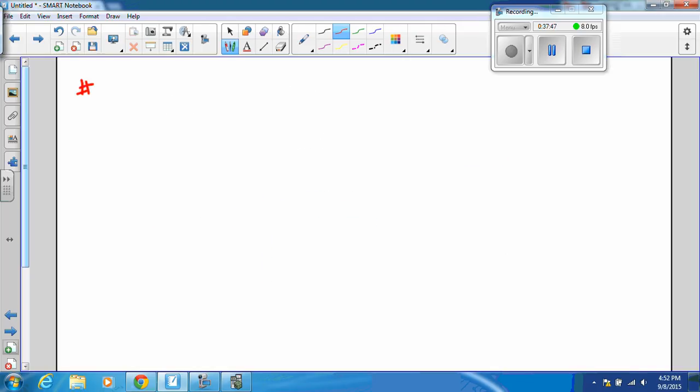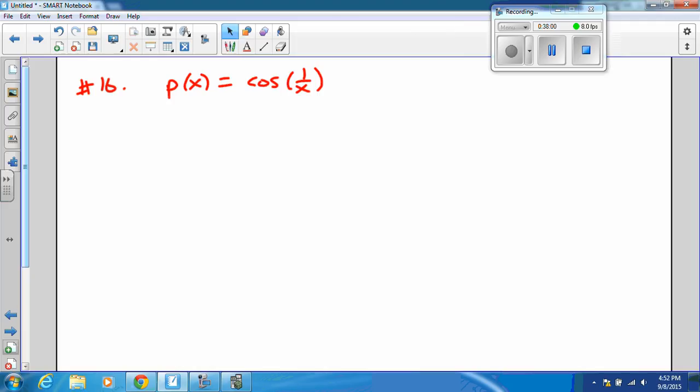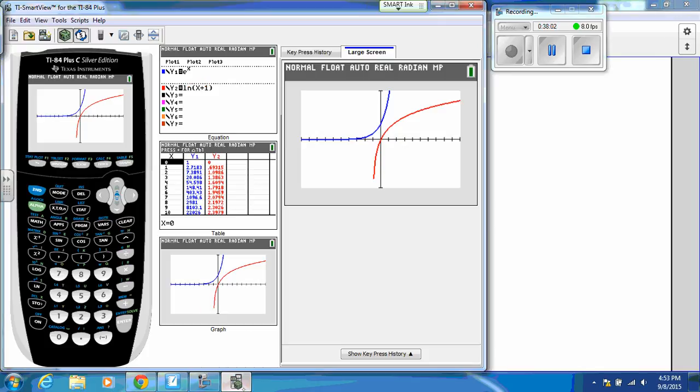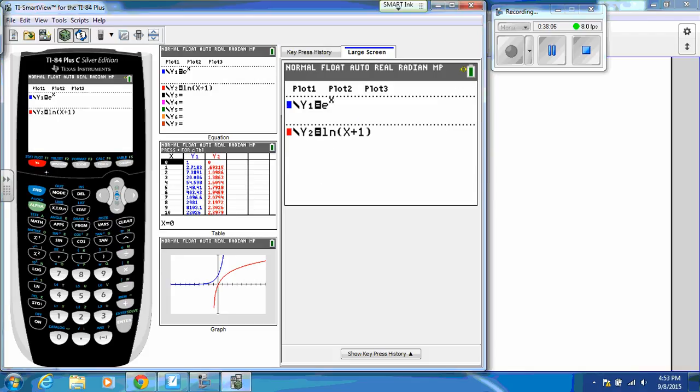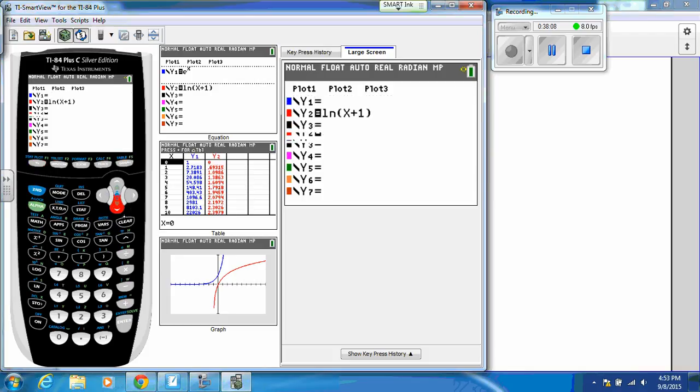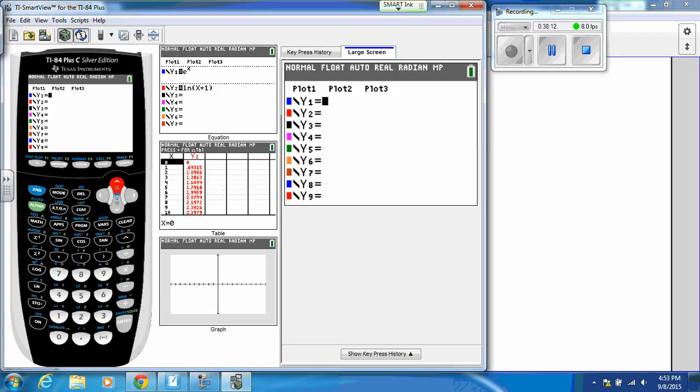Number 16. Find the domain and the range of p of x equals cosine of 1 over x. Here this function looks a little bit exotic, and so I'm going to start with the calculator to get a sense of what the graph might look like. The purpose of the calculator exploration here is not to give me the answer, but to give me insight as to how the answer might go.